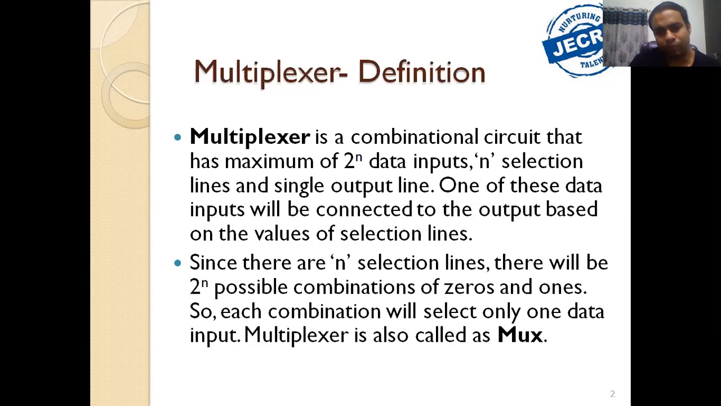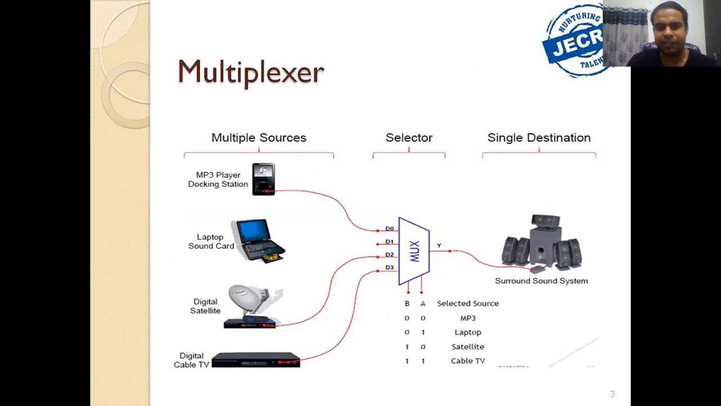Basically, the multiplexer is a device which has multiple inputs and one output. Similarly, the demultiplexer is just the opposite, which has one input and many outputs. A multiplexer can be considered as a medium through which only one input is selected and transferred to the output. A very beautiful example of a multiplexer is shown in the next slide.